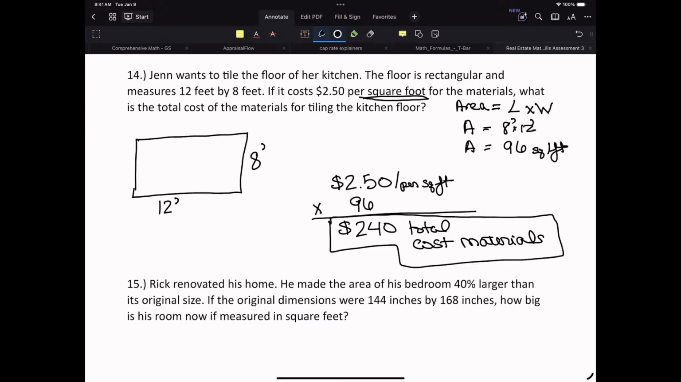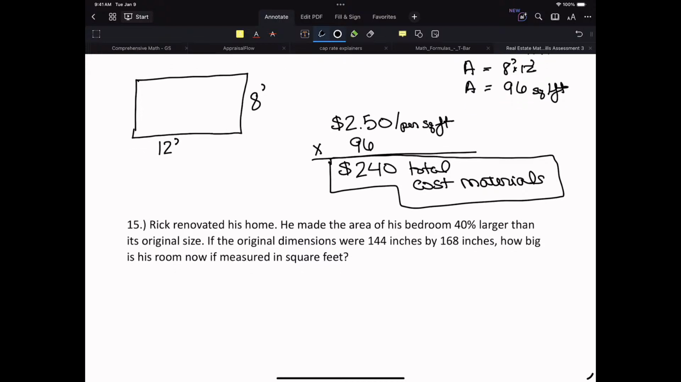You just have to stop. There's nothing wrong with drawing it out. If I didn't draw these out, I probably could not get them right. I just can't. My brain, I got to see it. All right. Number 15.